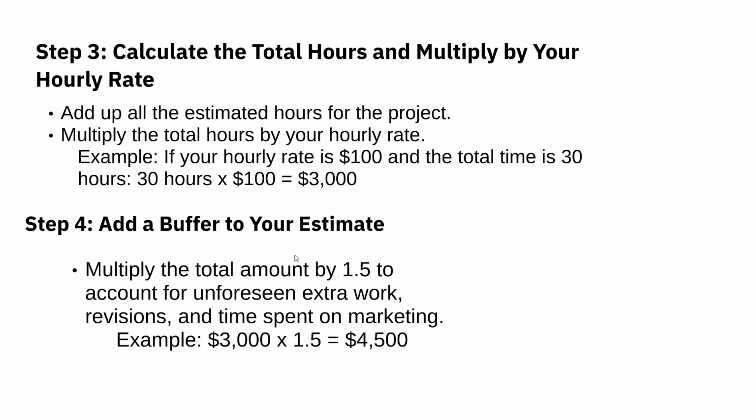Step 4, you want to add a buffer into your estimate. So you have your estimate of $3,000. Multiply the total amount by 1.5 to account for unforeseen extra work. Remember, I was sharing that earlier. Revisions and time spent on marketing. So for example, you multiply that by 1.5 and you have $4,500.